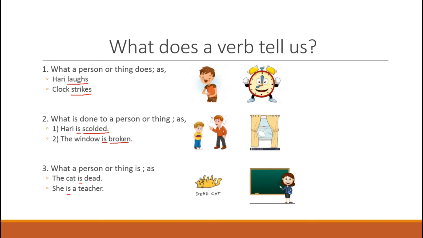So there are three works done by a verb. A verb tells us about a person or thing, means what they are doing. Second, what happened to them. And third one, what they are.